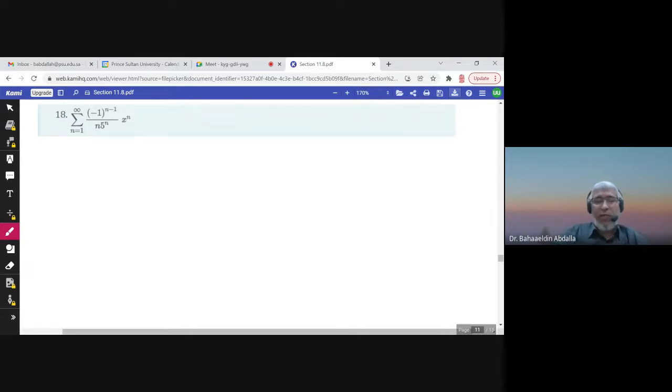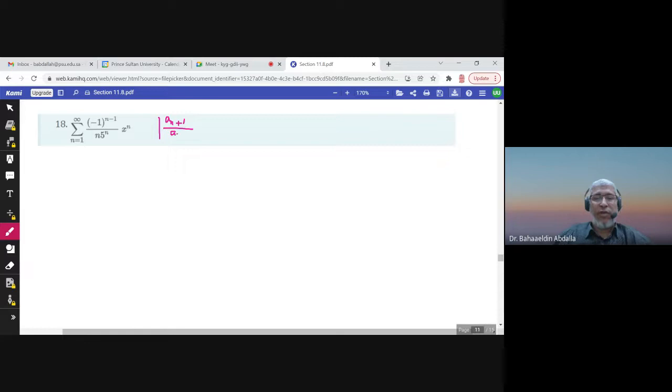Let us solve some more exercises about power series. So we have this power series, the center is 0, and to find the interval of convergence and the radius of convergence, we need to use the ratio or the root test. Here, the ratio test is applicable, so let us use the ratio test.